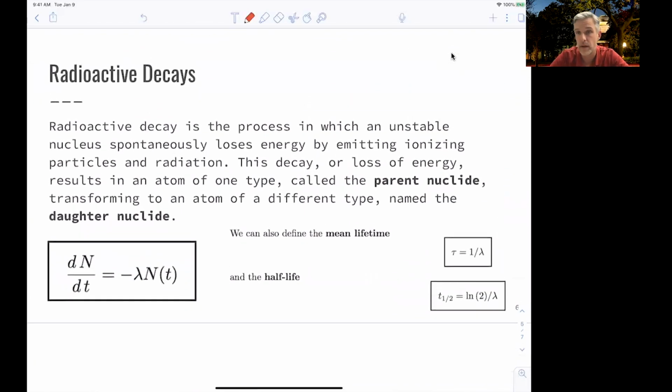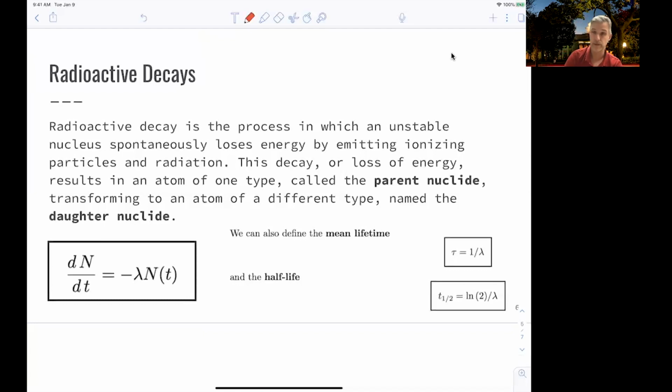Radioactive decays can typically be characterized by a parent nucleus and a daughter nucleus. Radioactive decay is a process in which an unstable nucleus spontaneously loses energy by emitting ionizing particles and radiation. The decay and the loss of energy results in an atom of one type, the parent nucleus, transforming into another type of atom called the daughter nucleus.